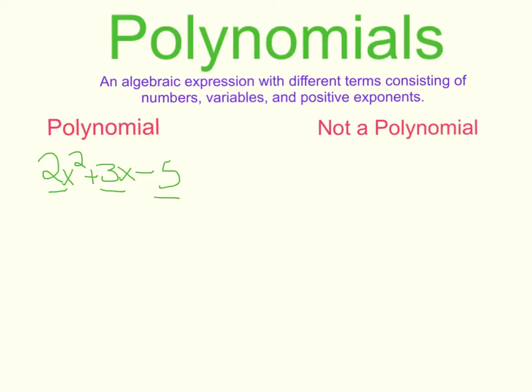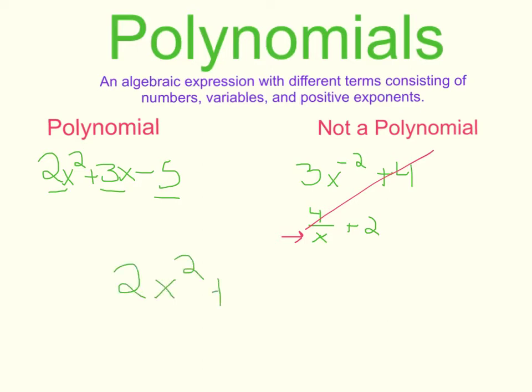So an example of an expression that is not a polynomial would be 3x to the power of negative 2 plus 4. It has a negative exponent. Or if you have 4 over x plus 2, that is also not a polynomial, because when the variable is in the denominator, that technically means it has a negative exponent. So these are not polynomials. Let's go back to 2x squared plus 3x minus 5.